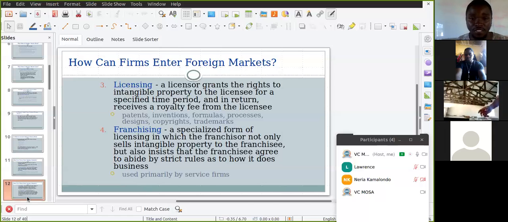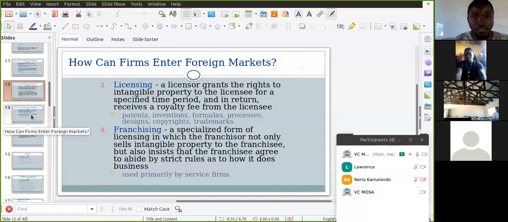Then we also have franchising, a specialized form of licensing in which the franchisor not only sells intangible property to the franchisee, but also insists that the franchisee agree to abide by strict rules as to how it does the business. So, for example, you are using a logo name of a given company. That is an example of franchising.